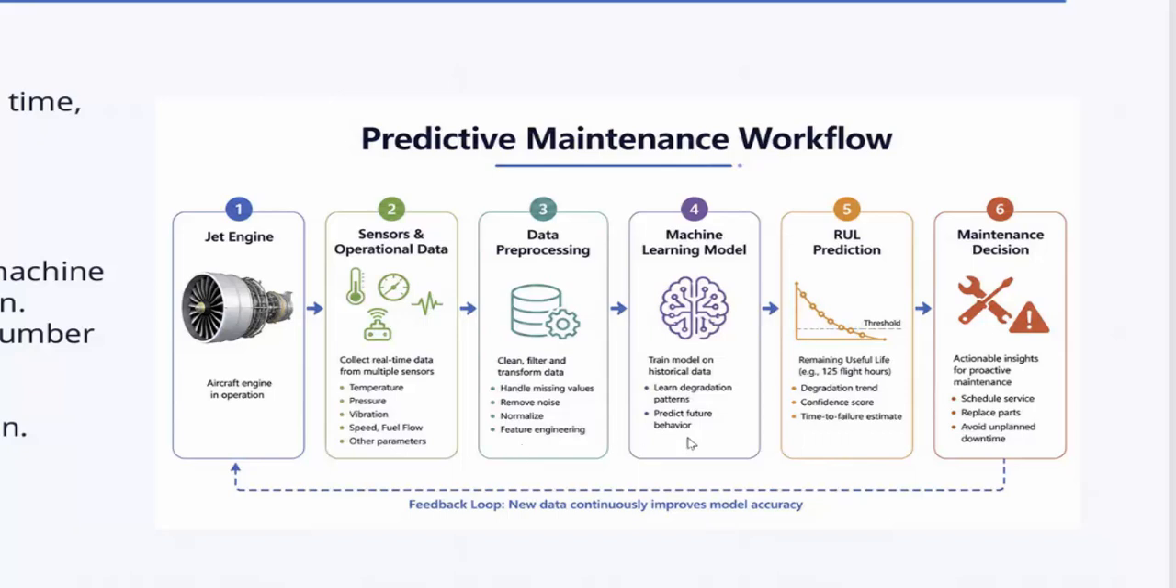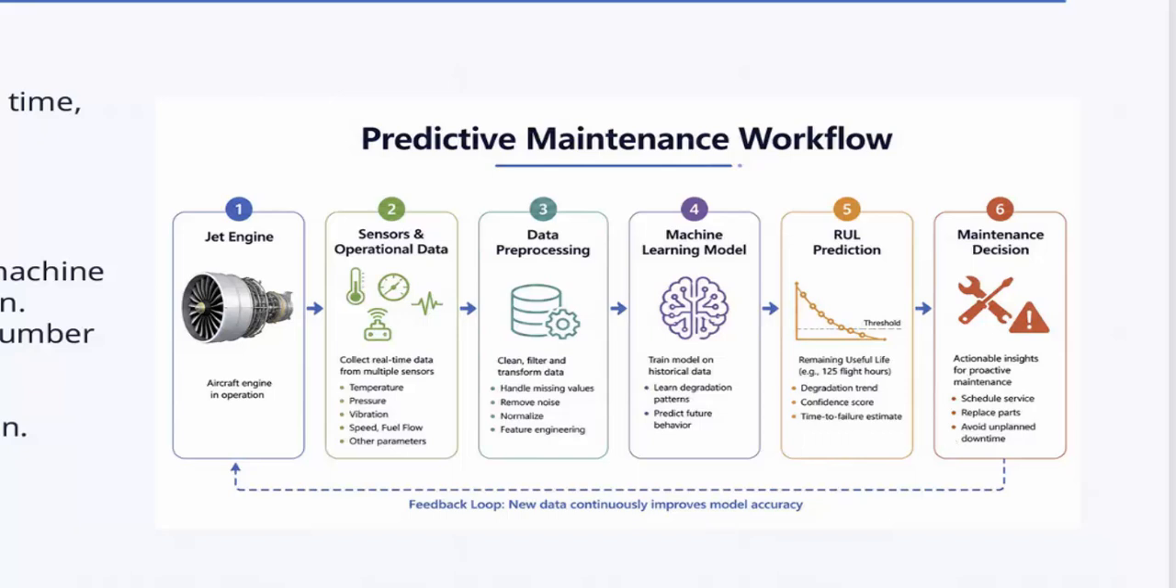After that, a machine learning model is trained on historical data and tries to find patterns related to the engine degradation. Based on these patterns, the model predicts the remaining useful life, which is our RUL. That's how many operational cycles or hours remain before potential failure. The final stage is the maintenance decision. Engineers use the model's forecast to plan maintenance in advance, replace parts, and avoid unplanned downtime.